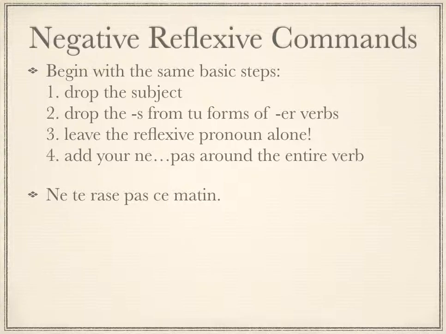If that was confusing, then we can go back to that exact same beginning sentence and do step 4 first, adding in our ne pas. Tu ne te rases pas ce matin. This is a little bit more like how we've done them in class, how we take our regular present tense sentence and form a negative present tense sentence. And then just go through the rest of the steps from there. We're going to drop our subject, drop our S, and leave everything else alone.